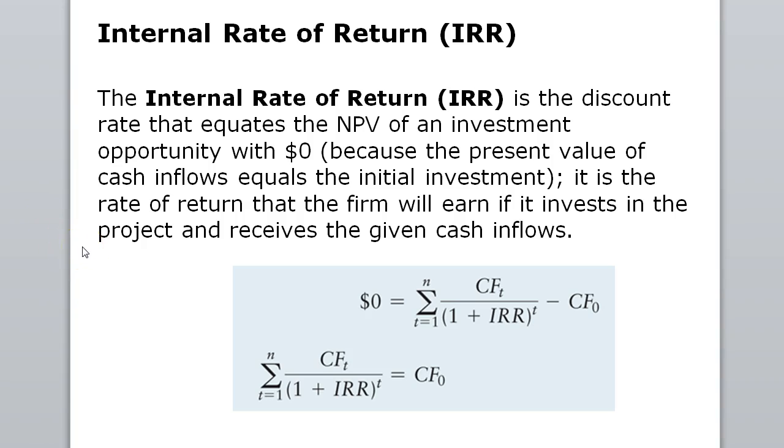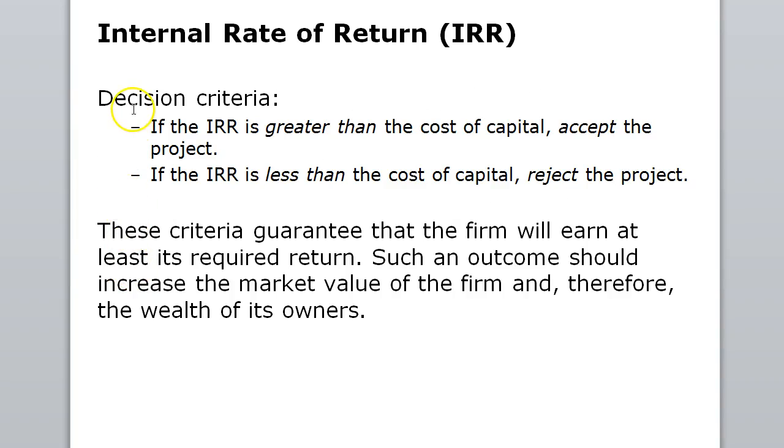Basically, it's the rate of return the firm will earn if it invests in the project and receives a given cash inflow. So the criteria: if the internal rate of return is greater than the cost of capital, accept the project. Here we're using interest rates. We look at the rate of return, which is expressed as a percentage, in relationship to the cost of capital, which is also expressed as a percentage. If the internal rate of return is less than the cost of capital, reject the project. These criteria guarantee that the firm will earn money above the cost of capital, and should therefore increase the market value of the company.